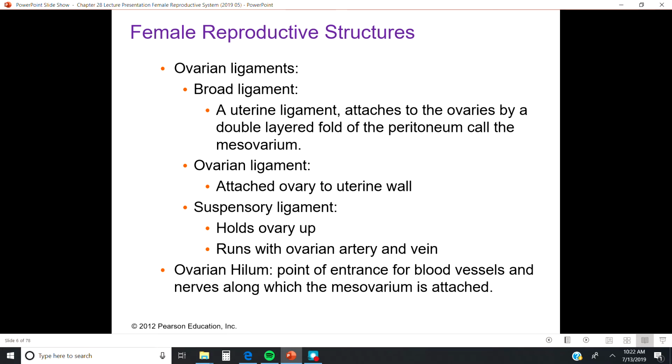So let's take a look at what keeps the ovaries in place so they don't fall down, so they stay suspended where they need to be in order for conception to take place. The first ligament we're going to take a look at is actually a uterine ligament. So I'll mention this again when we do the uterus, but it does hold the ovary in place.